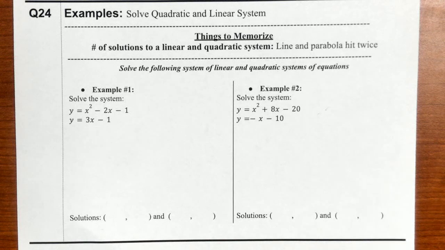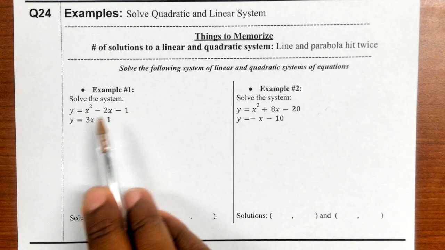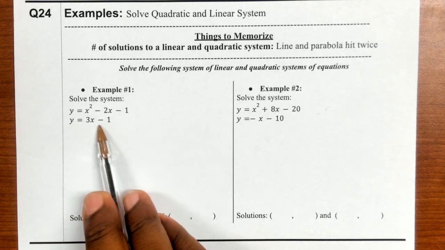Question number 24 wants you to solve a quadratic and a linear system. Whenever you're solving a quadratic and a linear system, we must first identify which one's a quadratic and which one's a linear. You don't need to, but it's good to be able to identify it. The quadratic is the equation that has the x squared, and the linear is the equation that does not have an x squared.